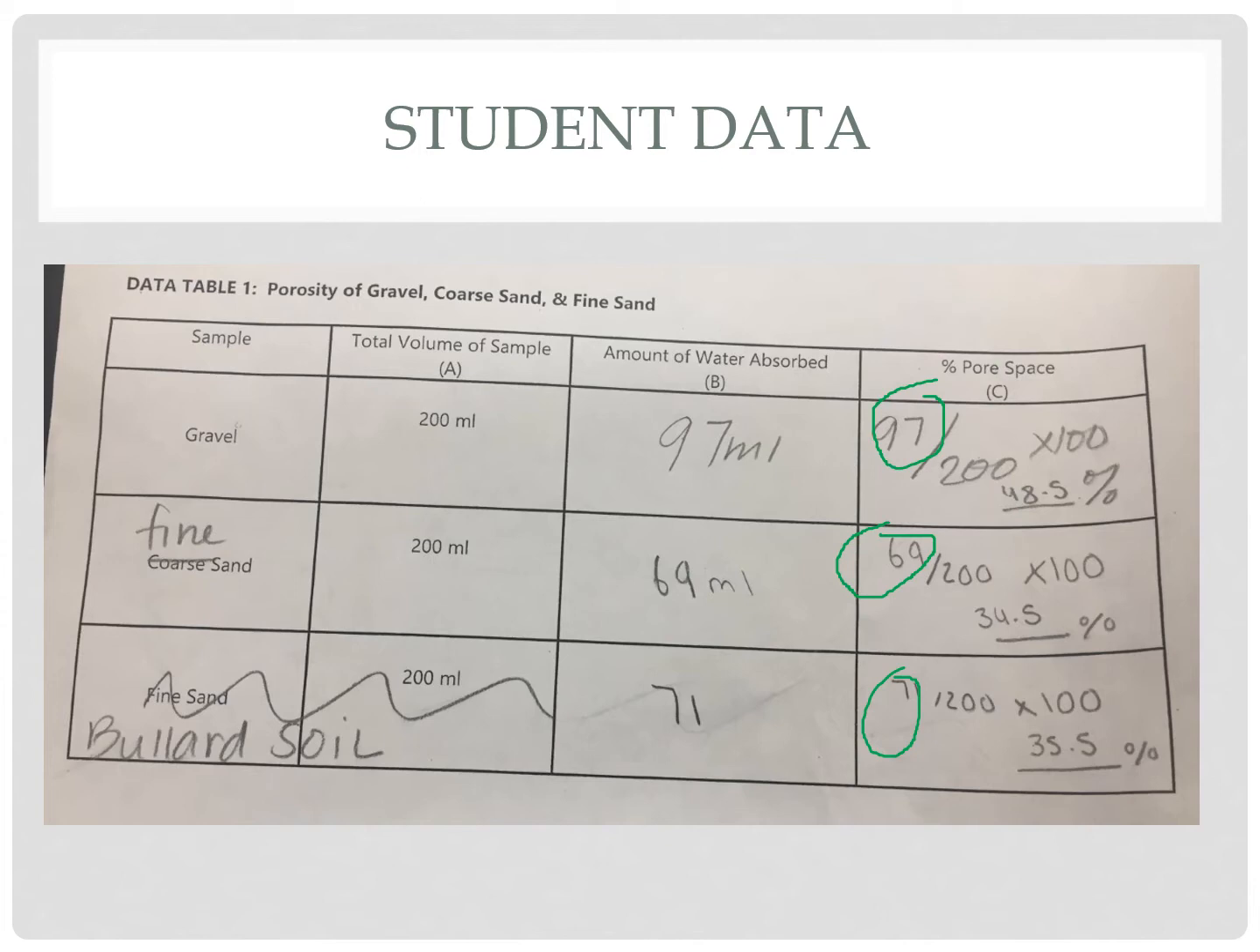We always divided it by 200 because that was the total volume. We always filled the beaker to 200 milliliters with gravel. We filled another one, 200 milliliters with the sand, and 200 milliliters with our soil. So that was always our total volume. It was like how much water could we get into those empty spaces? And we always times by 100 to convert it to a percent.